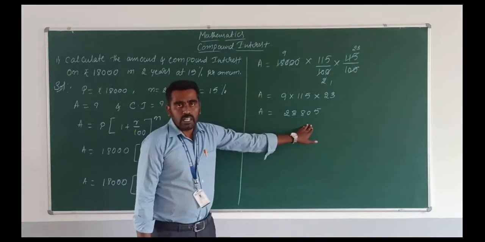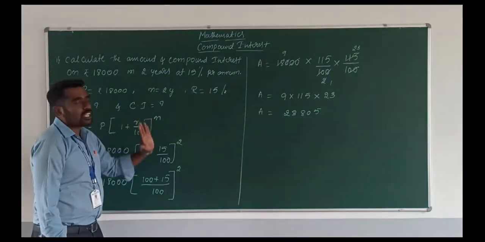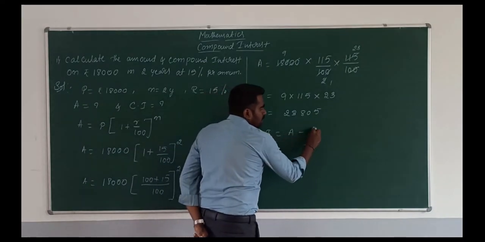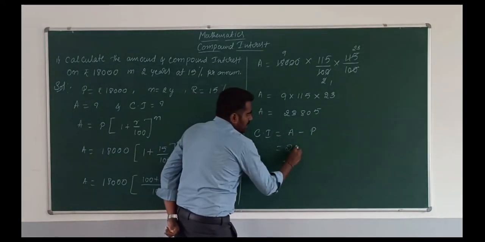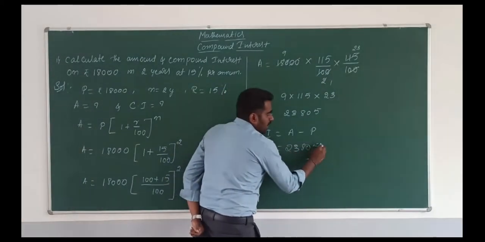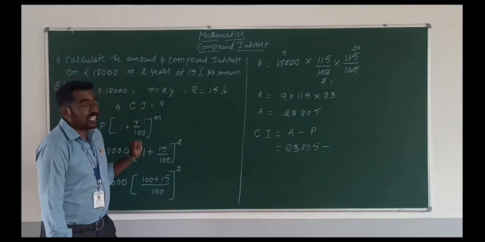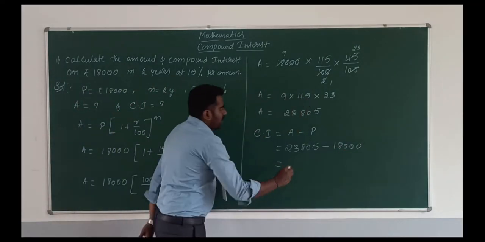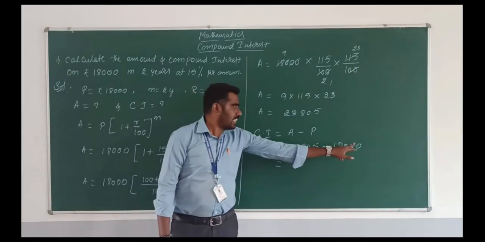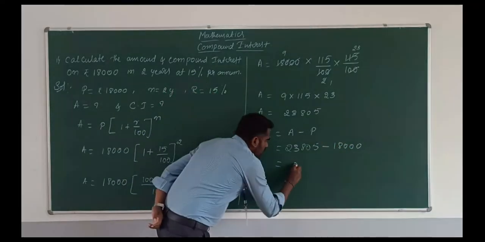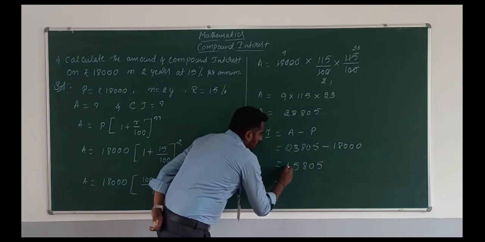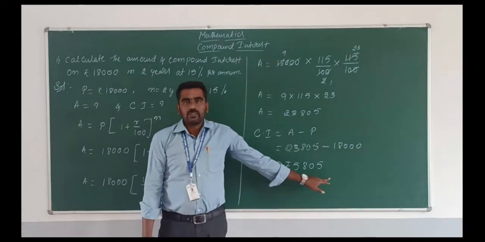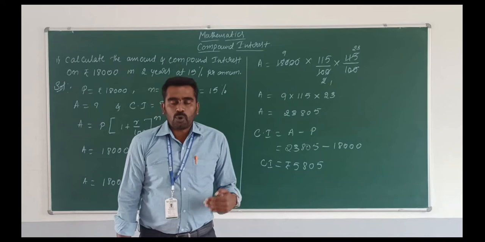Now we got the amount. Let us move to find the compound interest. So compound interest is equal to amount minus principal. Amount is 23,805 minus principal is 18,000. So 23,805 minus 18,000 is 5,805. So compound interest is rupees 5,805. Now move to the second problem.